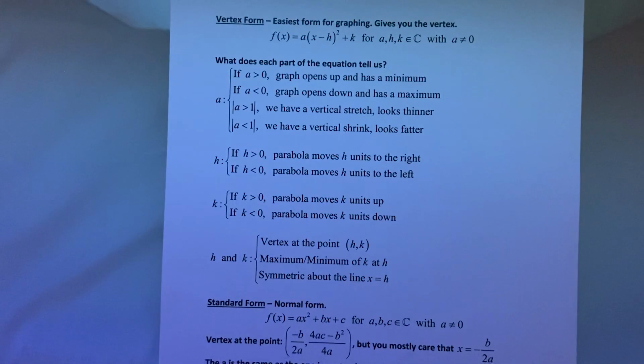If h is positive, so if it's like x minus 2, that moves the parabola to the right. If h is negative, it moves it to the left. Again, something we'll worry about when we graph. If k is positive, it moves the parabola up. If k is negative, it moves the parabola down.